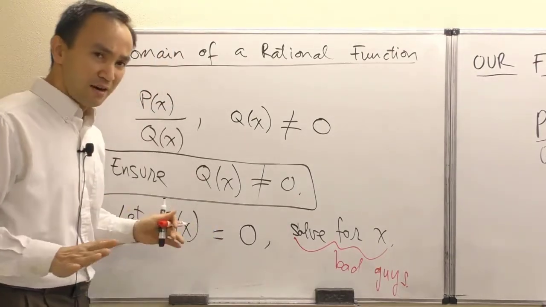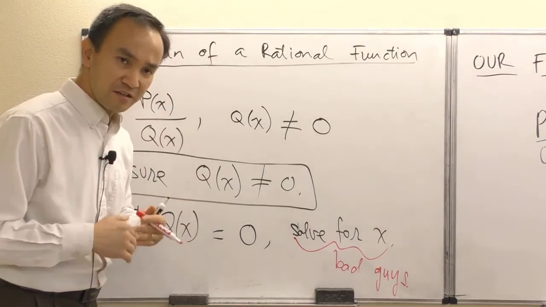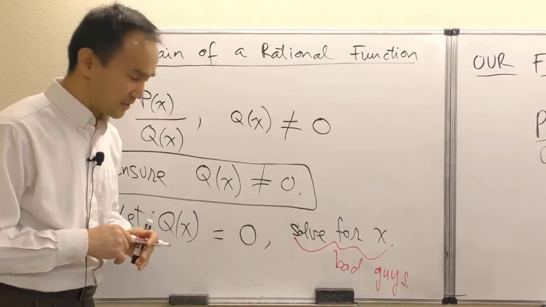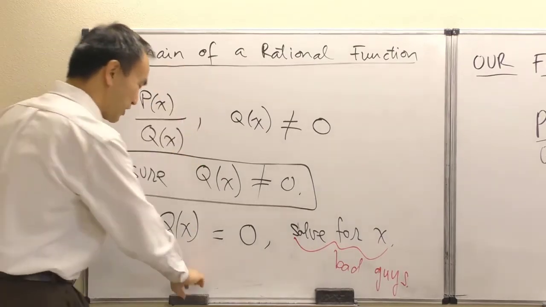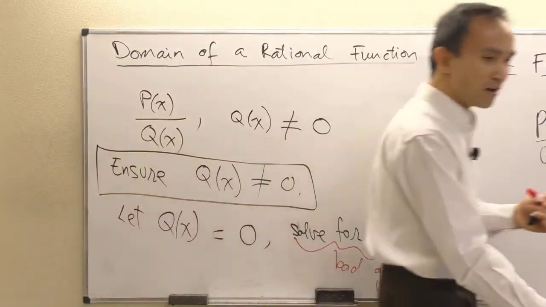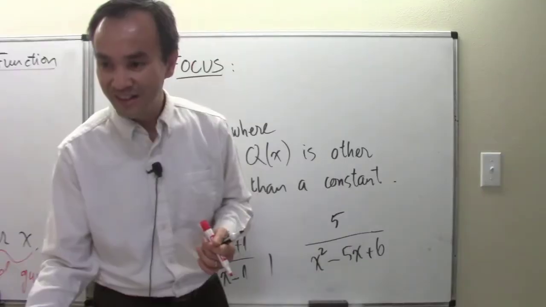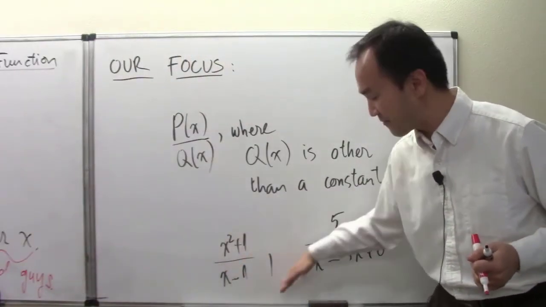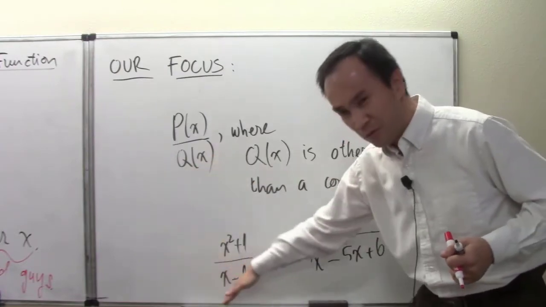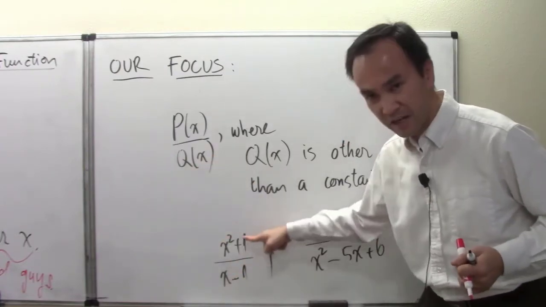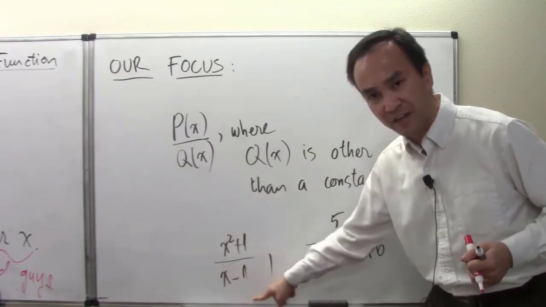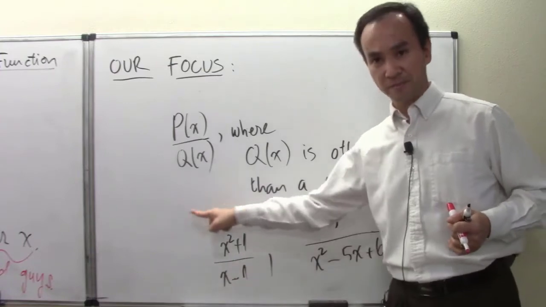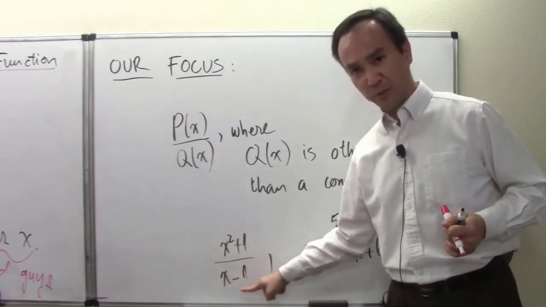Right now I'm about to fire up a demo problem, a demonstration problem. It's not going to be a formal example yet. So allow me to use one of the examples I brought up here, one that came out of my own creativity. This rational function has a denominator q of x that is other than a constant. So let's look for the domain of this particular function.